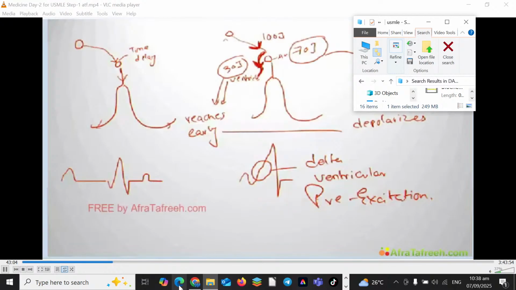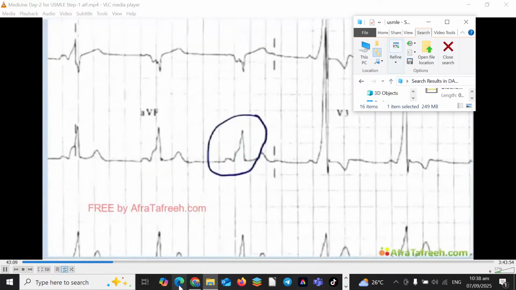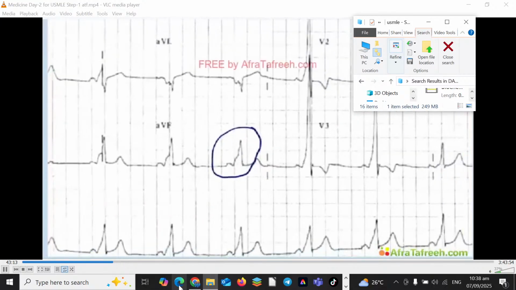Is it clear? So when you see an EKG like this, you see a delta wave and you see the PR sitting at the footsteps of the QRS complex. You think about an accessory pathway. And as soon as you think accessory pathway, you have the answer. It is Wolff-Parkinson-White syndrome. Did you get the point I was talking about?